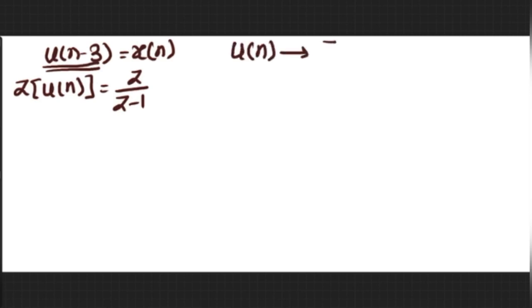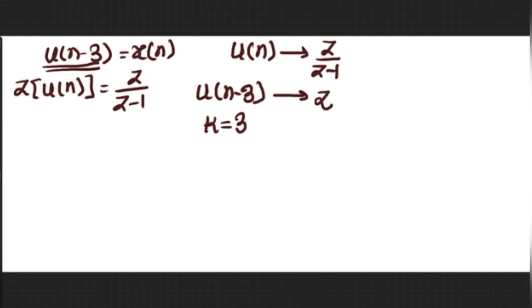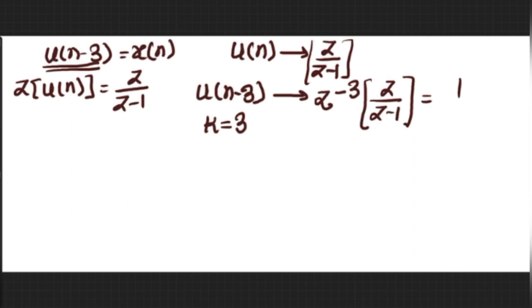So u[n] has the Z transform z upon z minus 1. Then u[n minus 3], according to the time shifting property, where the value of k is 3, will have the Z transform z to the power minus 3 times X(z). X(z) is z upon z minus 1. So after simplification we will get 1 upon z squared times (z minus 1). This gives us the Z transform for u[n minus 3]. This was the first example.